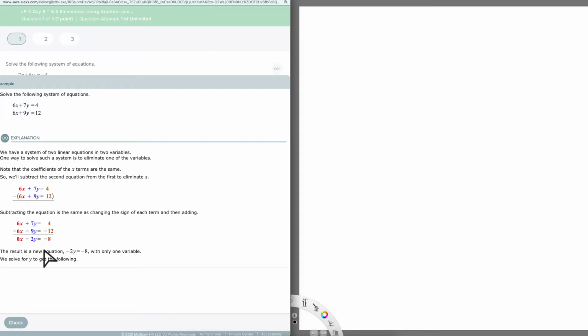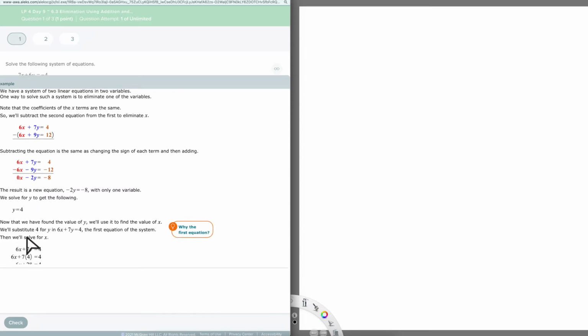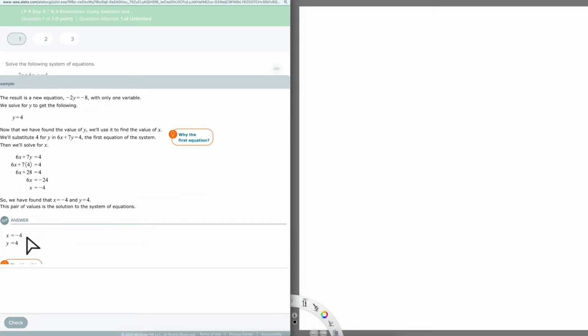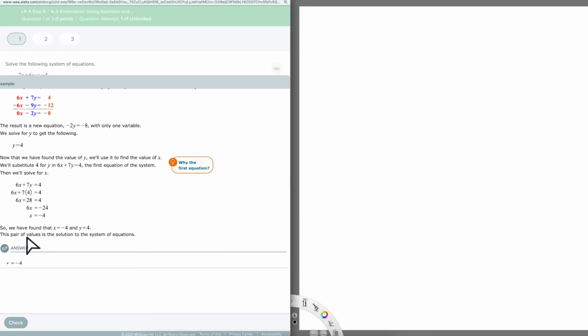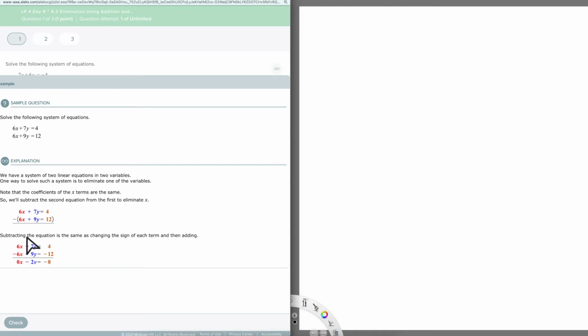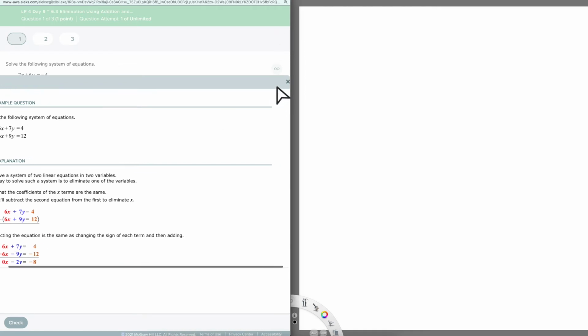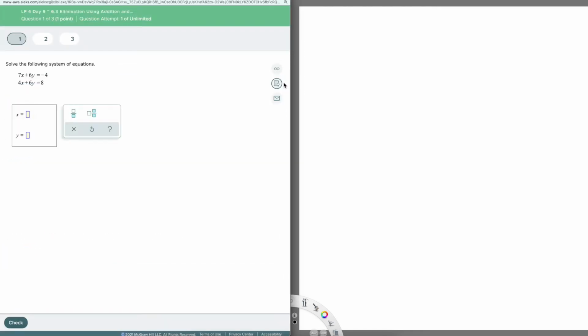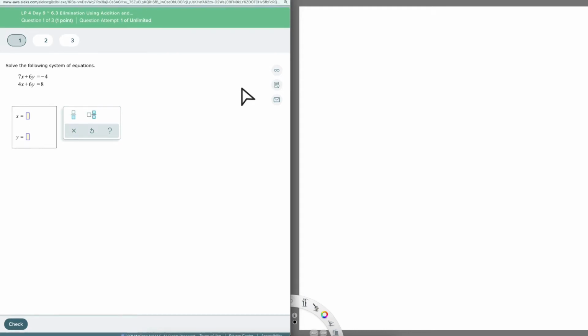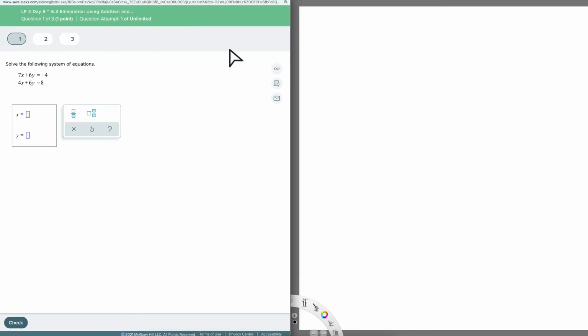And now I can solve for this because I have 1 variable left. So this is just another way to solve systems of equations is all this is. So this is the 3rd method we've learned so far. There's graphing, there's substitution, and then there's elimination. So we have, all right, so if we're looking at these, we also have message center in here too, so you can message your teacher directly.